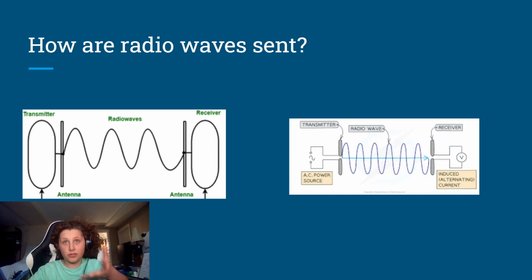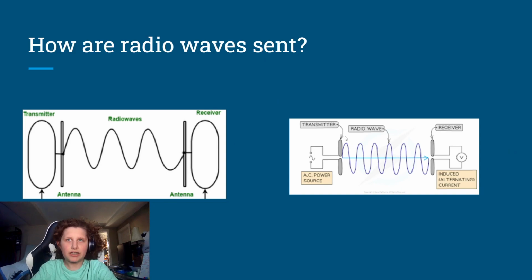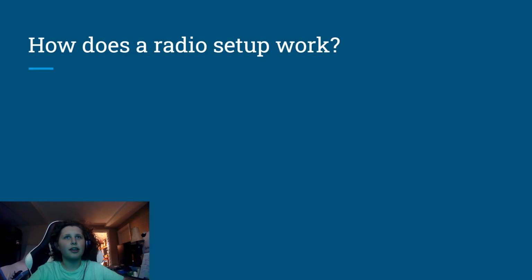So here's another way to look at it. Although ignore the yellow part. Those ones are a little too high concept for right now. We're still learning. So basically, something is made, it's made into a radio wave, it's sent off through the antenna, it's caught, it's decoded, and then it's played back. So now we have, how does a radio setup work?